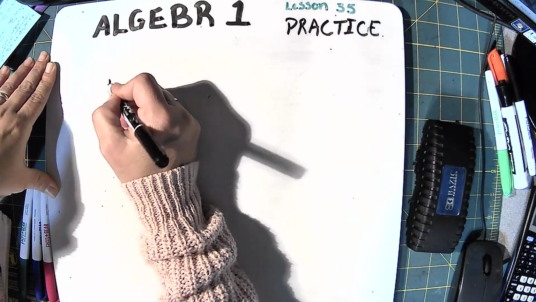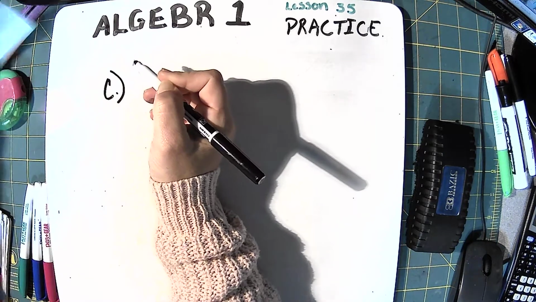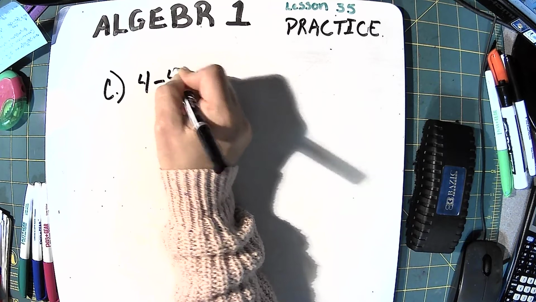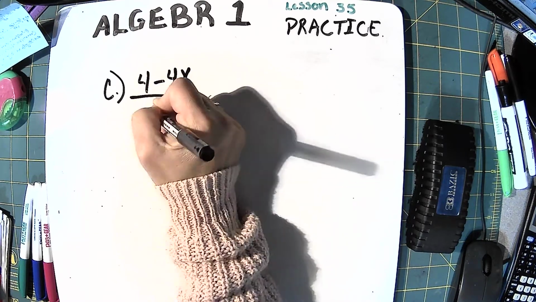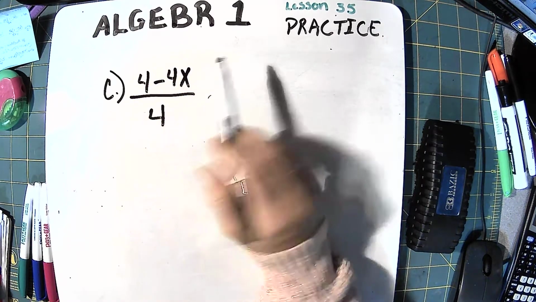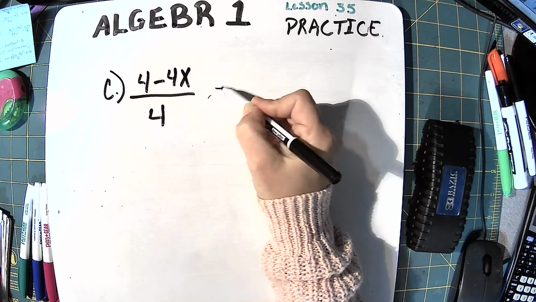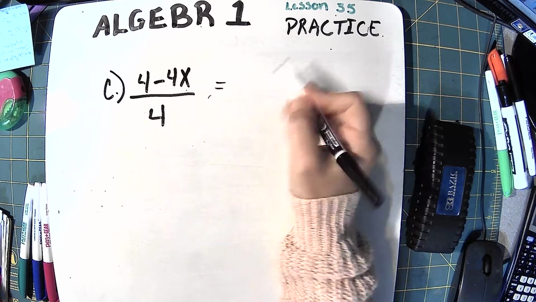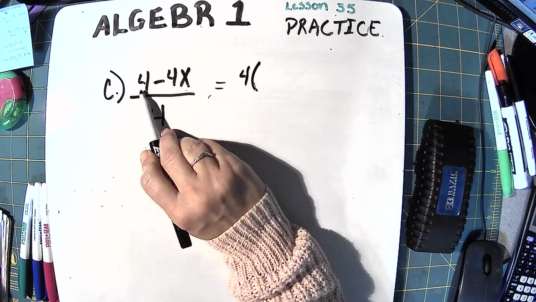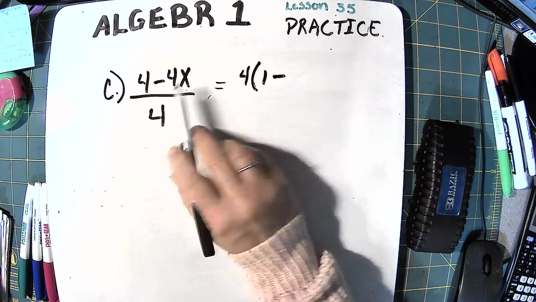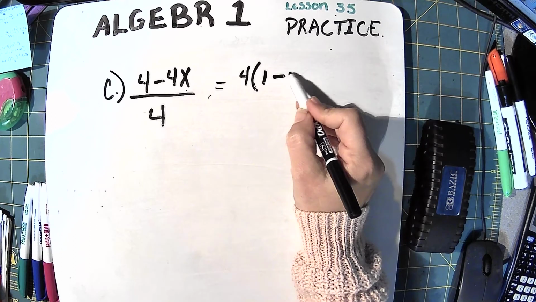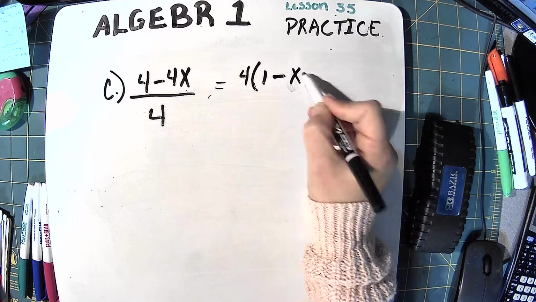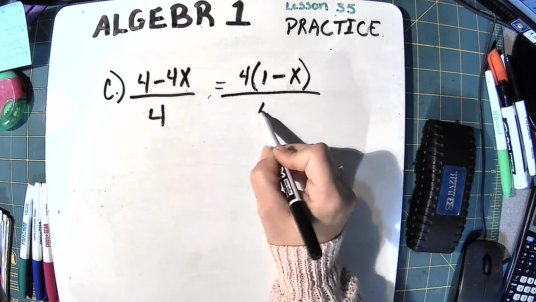Alright, now let's try C. C is 4 minus 4x over 4. Okay, so what I have to do is on my top, I've got to pull out a greatest common factor. I've got to factor that. So this has a 4 and this term has a 4, so I'm going to say 4. 4 goes into 4 one time, and that would be 1x, so I'm just going to put x. All that goes over 4.